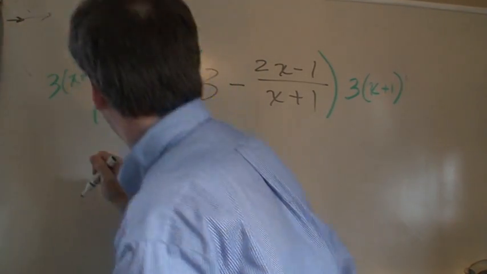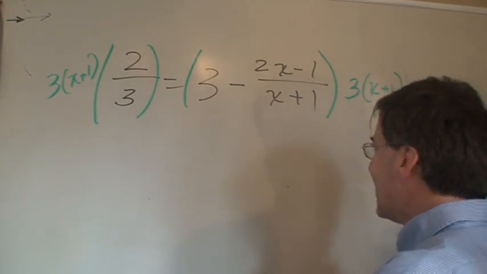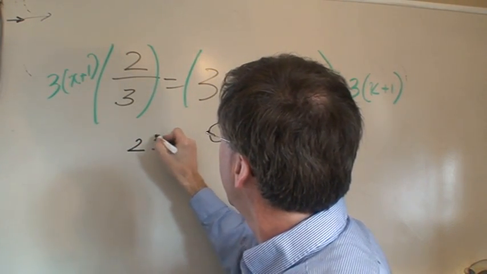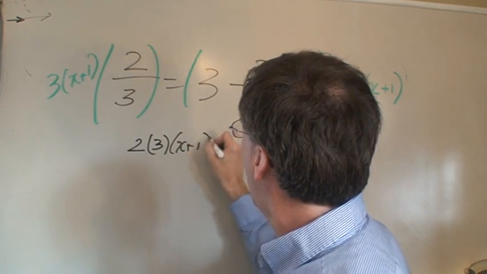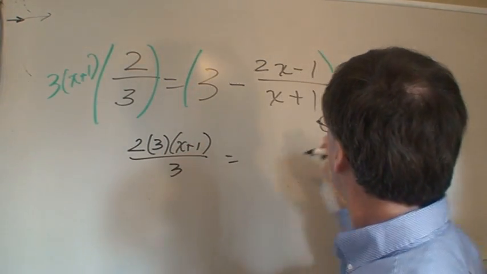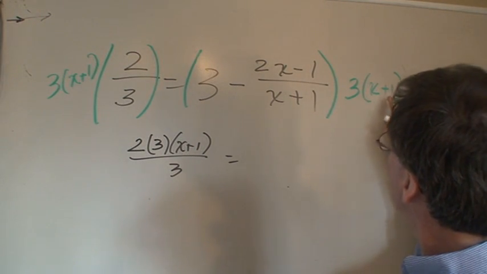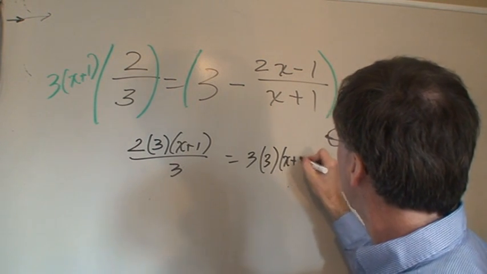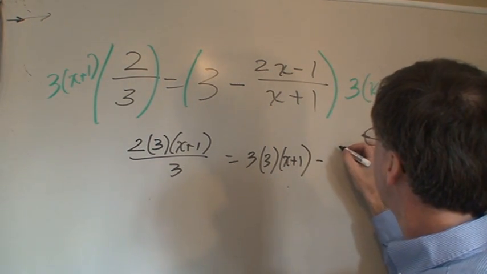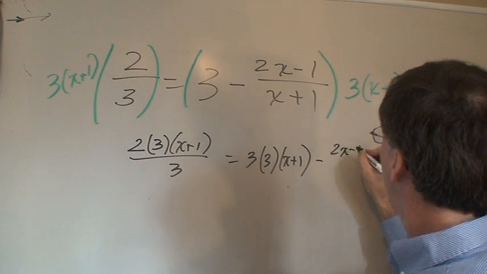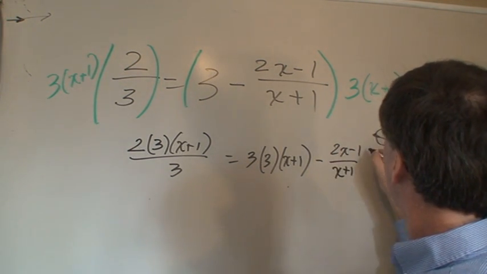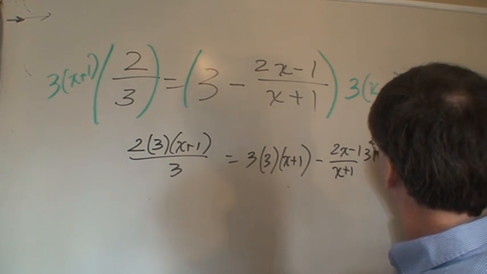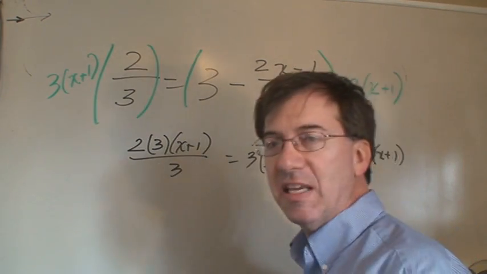If you can't see it, we'll pick it up here in just a minute. When I do that, now I'm going to get, here on the left, 2 times 3 times (x plus 1) all over 3. Over here on the right, I'm going to get 3 times 3 again times (x plus 1). Then I'm going to get minus (2x minus 1) over (x plus 1) times 3 times (x plus 1). These are going to cancel out.